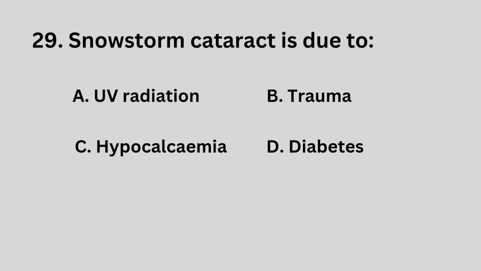Next question. Snowstorm cataract is due to option A, UV radiation. Option B, trauma. Option C, hypocalcemia. And option D, diabetes. Correct answer is option D, diabetes.